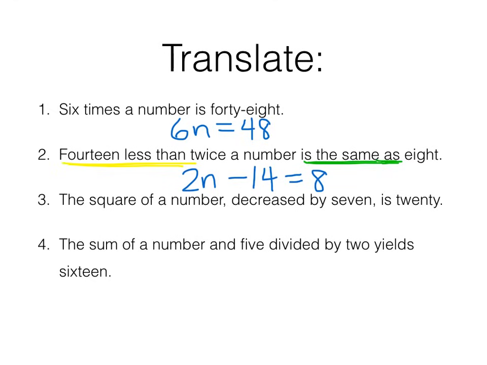The square of a number decreased by 7 is 20. So we've already addressed the square of a number, so let's go ahead and write that. That's n squared. Decreased by is minus 7, and that is 20.